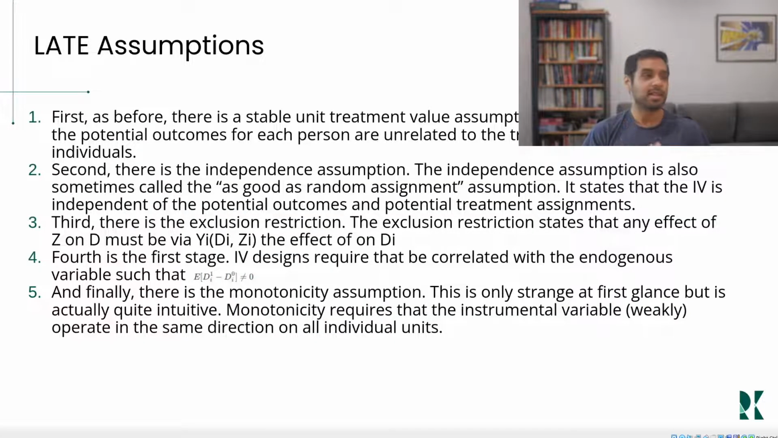Specifically, Scott listed out 5 assumptions. I won't read the full text here, but the first 2 were, I think, pretty obvious. Well, the first 2 were the same as before. Stable unit treatment value assumption that we've had for a long time now. Independence assumption, which we also sort of, I believe, had in the past. Exclusion restriction was the new one that has to do with instrumental variables. And then correlated, we just talked about, and monotonicity, that the instrumental variable acts in the same way with everything else.